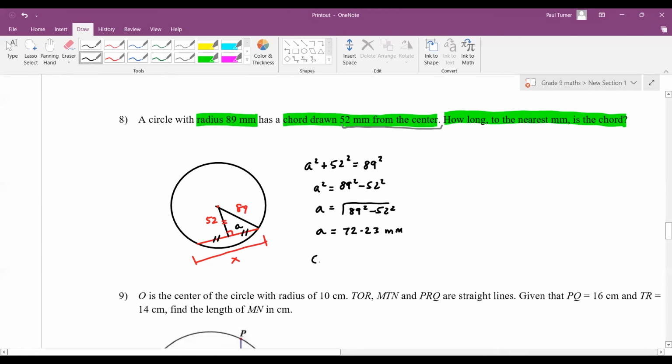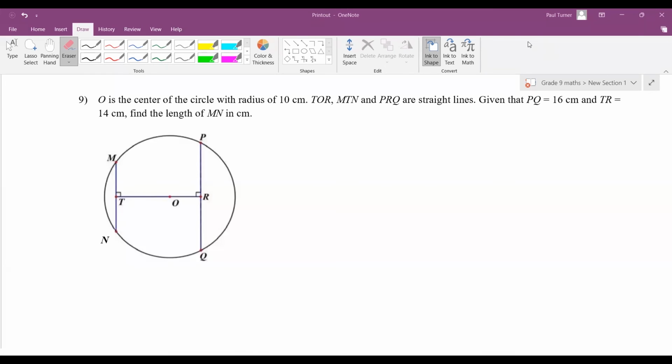So for X, so your chord length, which is X, we will multiply A by 2. So 2 times 72.23. So our chord length will be 144.46 millimeters. So that would be the length of this chord here, 144.46 millimeters.